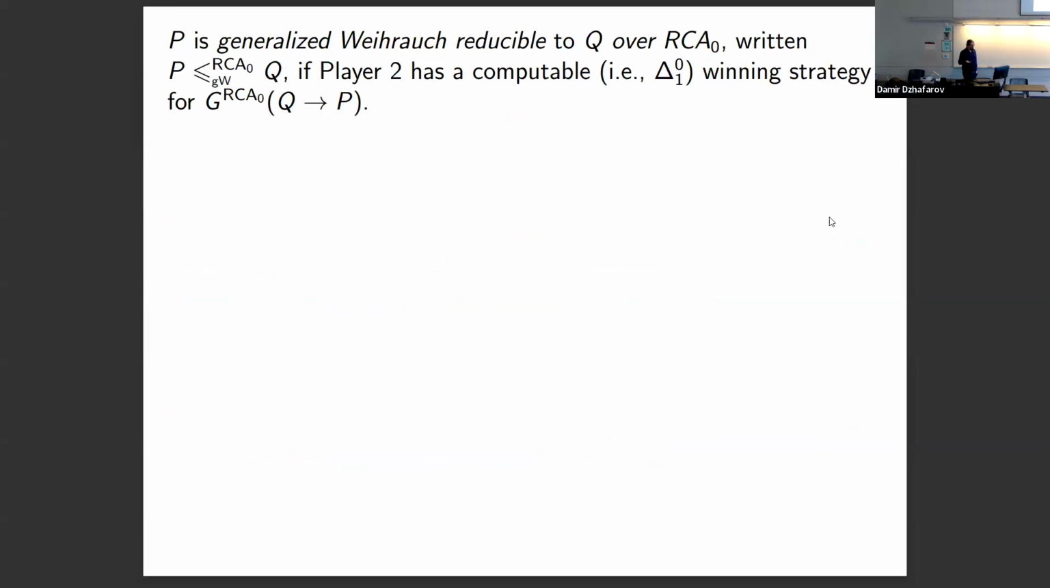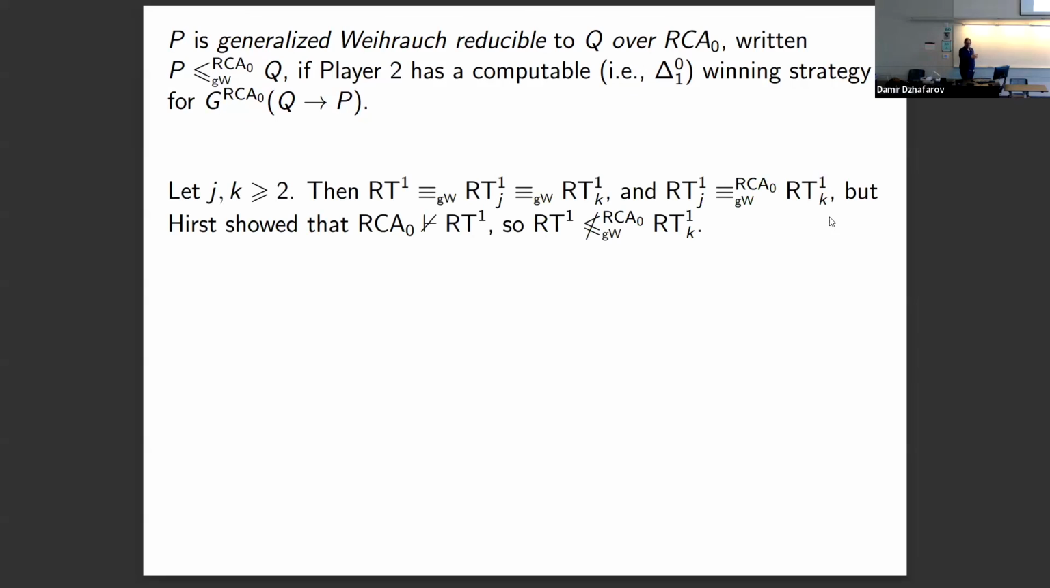So the other thing we can do, of course, is we can effectivize this. We can define the notion of being generalized Weihrauch reducible to Q over RCA naught. And again, it's the same thing, except player 2 now has to have a computable, that is a delta 0, 1 definable, winning strategy. And so now we have this new notion. That's the other thing that this allows us to do. To give more interesting examples, I would have to define a bunch of other principles, but here's one example.